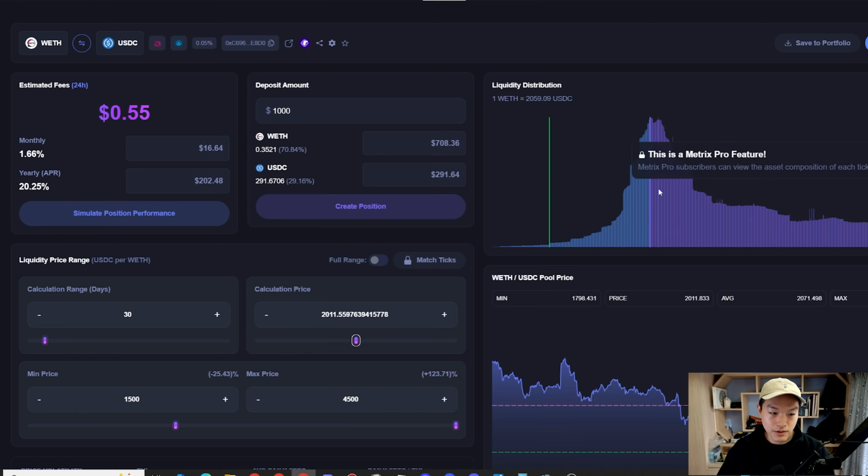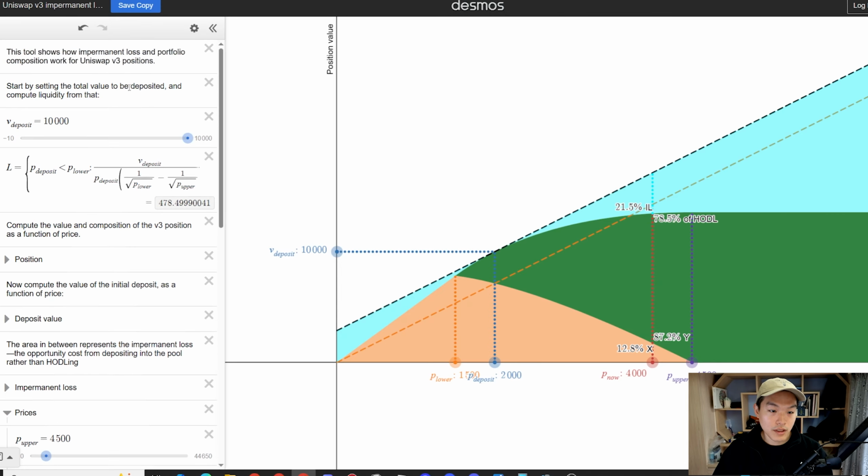So the peak of the liquidity is basically the worst case scenario. And a lot of times if the market is volatile, you're going to be getting higher than 20% APR. And if I have $10,000 in this pool, the worst case scenario is roughly around $2,000 in fees. So the next step, we want to hop over to Desmos to calculate impermanent loss.